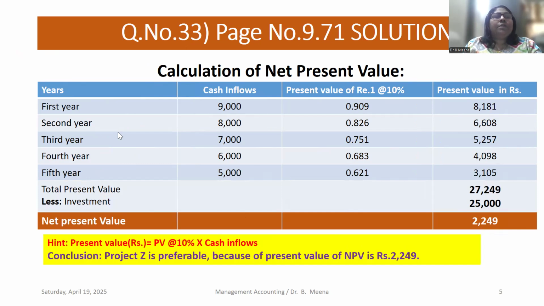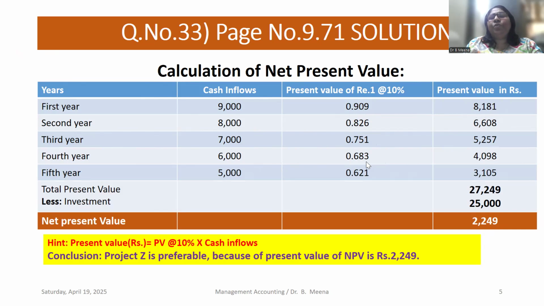That is the cash inflows and the present value of rupee 1 at 10%, already given in the question. I write it against each and every cash inflow. Cash inflow 9,000 into 0.909, I'll get 8,189. Likewise, 8,000 into 0.826, I'll get 6,608. 7,000 into 0.751, I'll get 5,257.